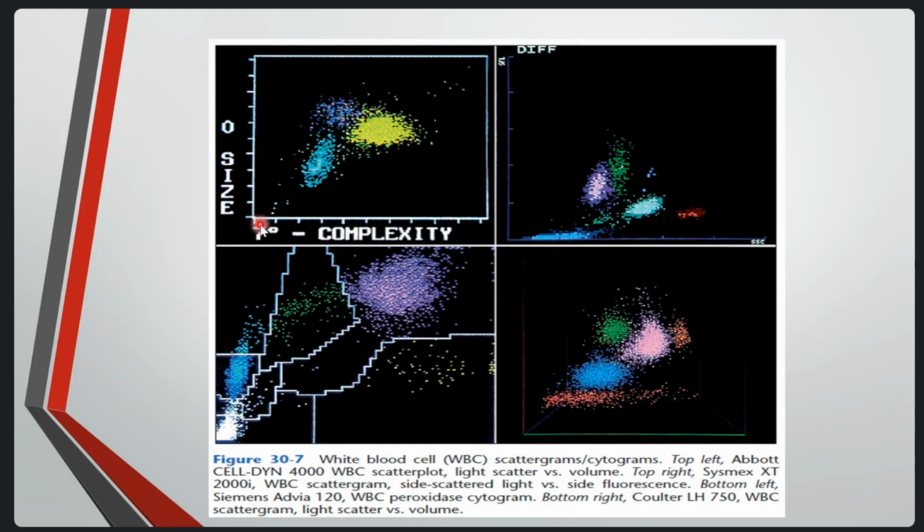For these cells, they are smaller. As you go here, it will increase in size. And also for the complexity, when it's still at the start, the cells are less complex, and as it goes to the right, it's more complex or it has granules. So for this, this is probably our lymphocytes, and this is a WBC, so this would be the lymphocytes, and then this would be our neutrophils.